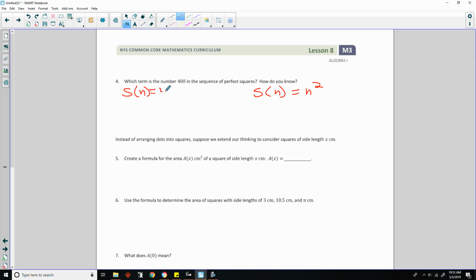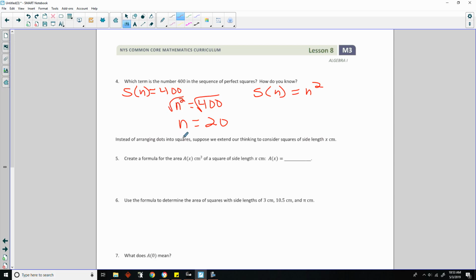Equals 400. So that's saying which term is the number 400 in the sequence of perfect squares. So what number squared is 400 is what this question's asking. So s of n equals 400 and s of n equals n squared. Since they're both equal to s of n, they're equal to each other. So then I could say n squared equals 400. And then I take the square root of both sides and get my answer.